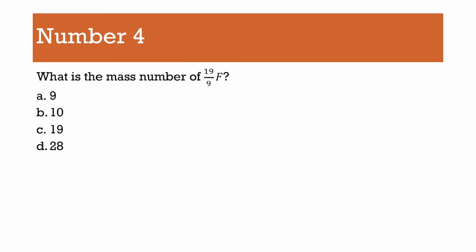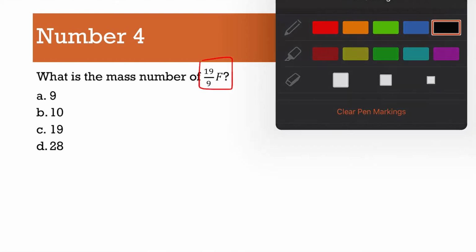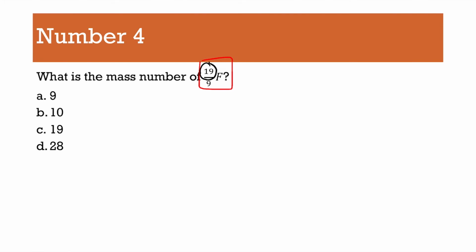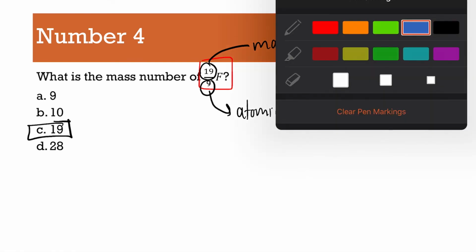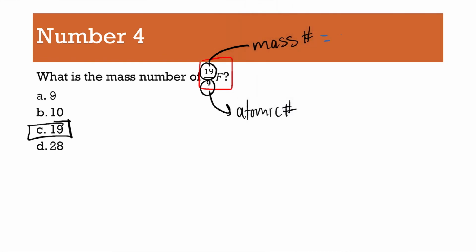Number 4 says, what is the mass number of this? Now, if you're looking at your periodic table, that top number is your mass number, and that bottom number is your atomic number. So, mass number has to be 19. That's it. But if we're going to look at this in a little bit more detail, the mass number is the number of protons plus the number of neutrons, and the atomic number tells you the number of protons always.